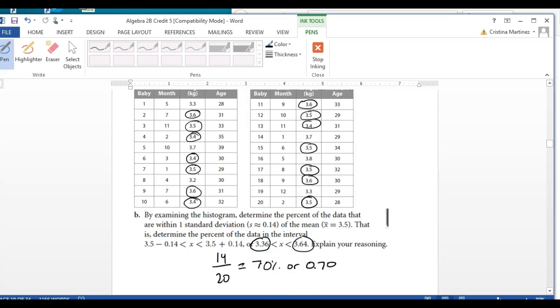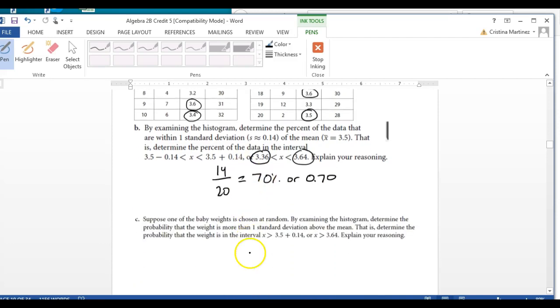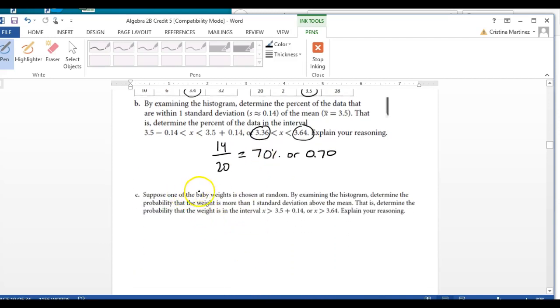Alright, let's go on to part C. It says suppose that one baby weight is chosen at random. By examining the histogram, determine the probability that the weight is more than 1 standard deviation. Okay?